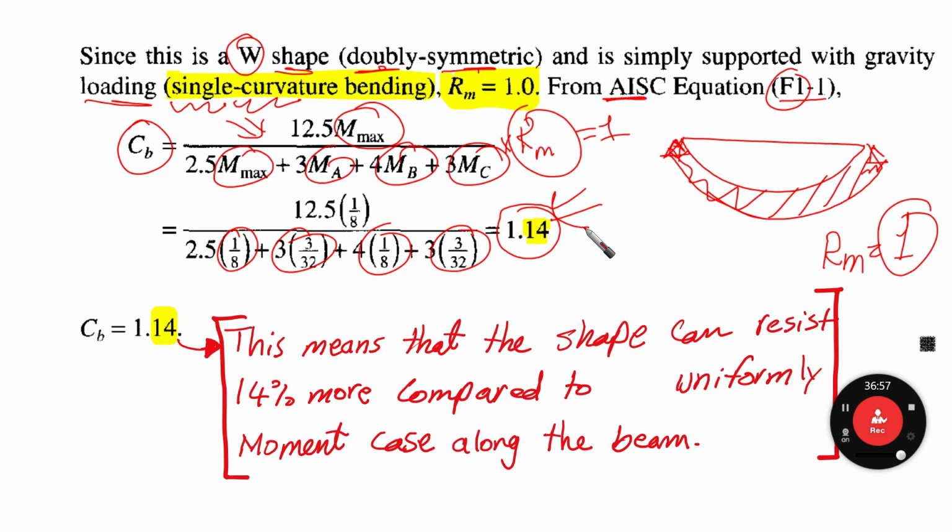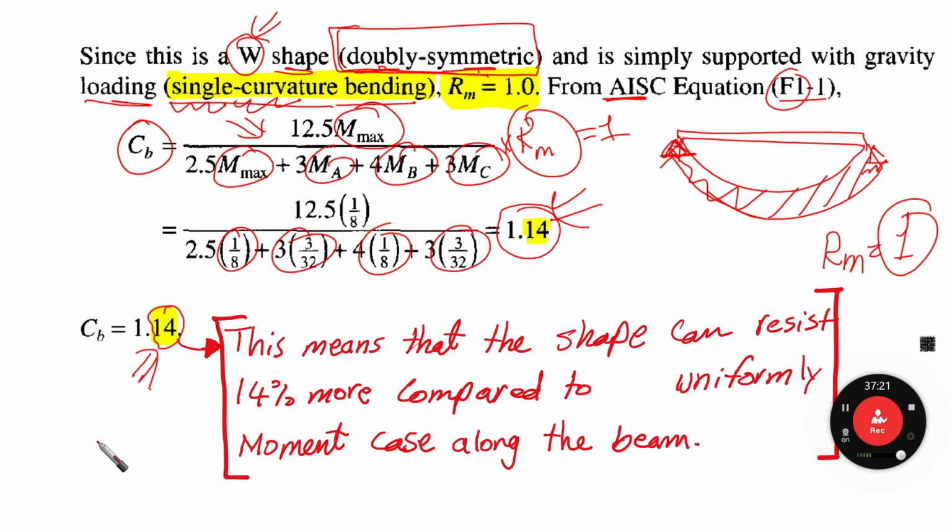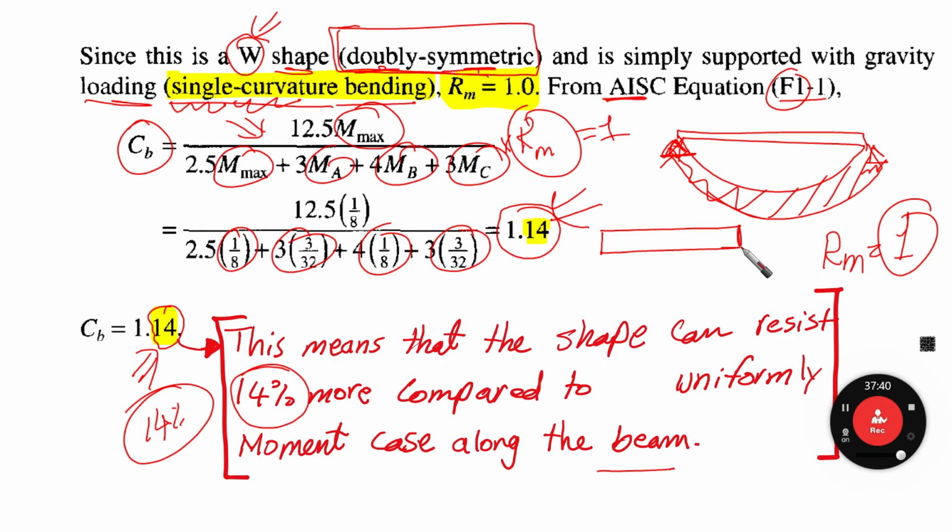1.14. What is the meaning of this? This means that for this wide flange shape, which is a doubly symmetric shape, and is going to have single curvature bending for a simply supported beam, the strength for lateral torsional buckling, whether it is elastic or inelastic, is going to be increased by 14%. That's the meaning of CB here. This means that the shape can resist 14% more compared to the uniform moment case along the beam. If we have another case where the beam is going to have uniform bending moment, with the same cross section, with the same everything, RM is going to be 1 also, but the fraction here is going to change.